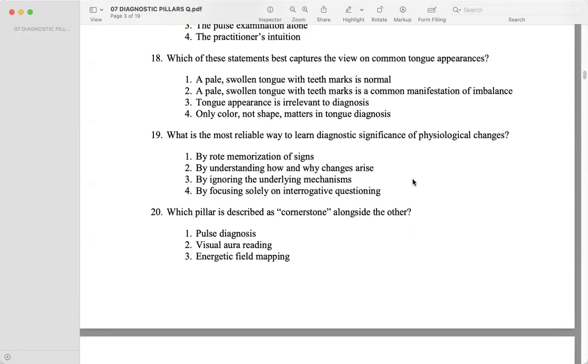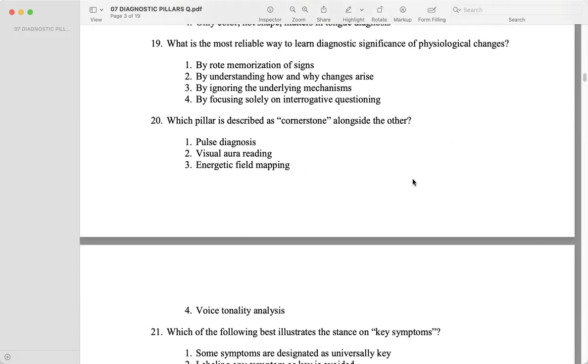What is the most reliable way to learn diagnostic significance of physiological changes? By understanding how and why changes arise. Number 2, which pillar is described as cornerstone alongside the other? False diagnosis. Yes, false diagnosis.